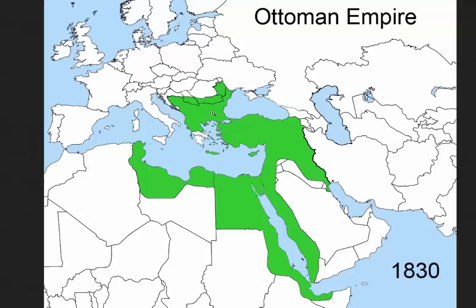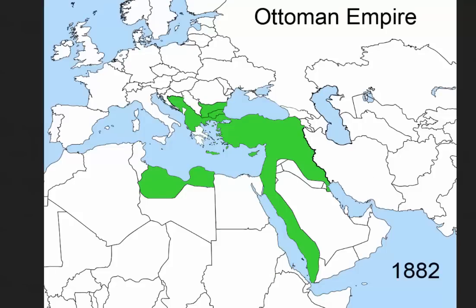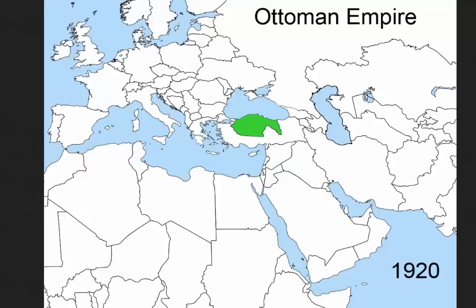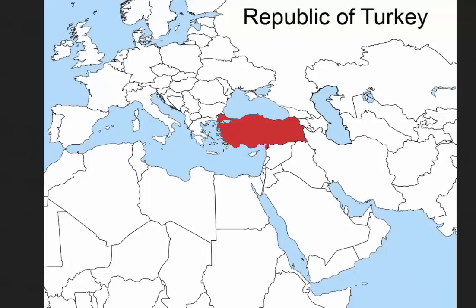Hungary, Bulgaria, Albania, Bosnia, and parts of Greece were all controlled under the Ottomans. But by the 1800s, the Ottoman Empire rapidly begins decreasing as more and more pieces of land are lost due to wars for independence. So by the 1920s, the Ottoman Empire ends, and we're left with what we know today as the Republic of Turkey.